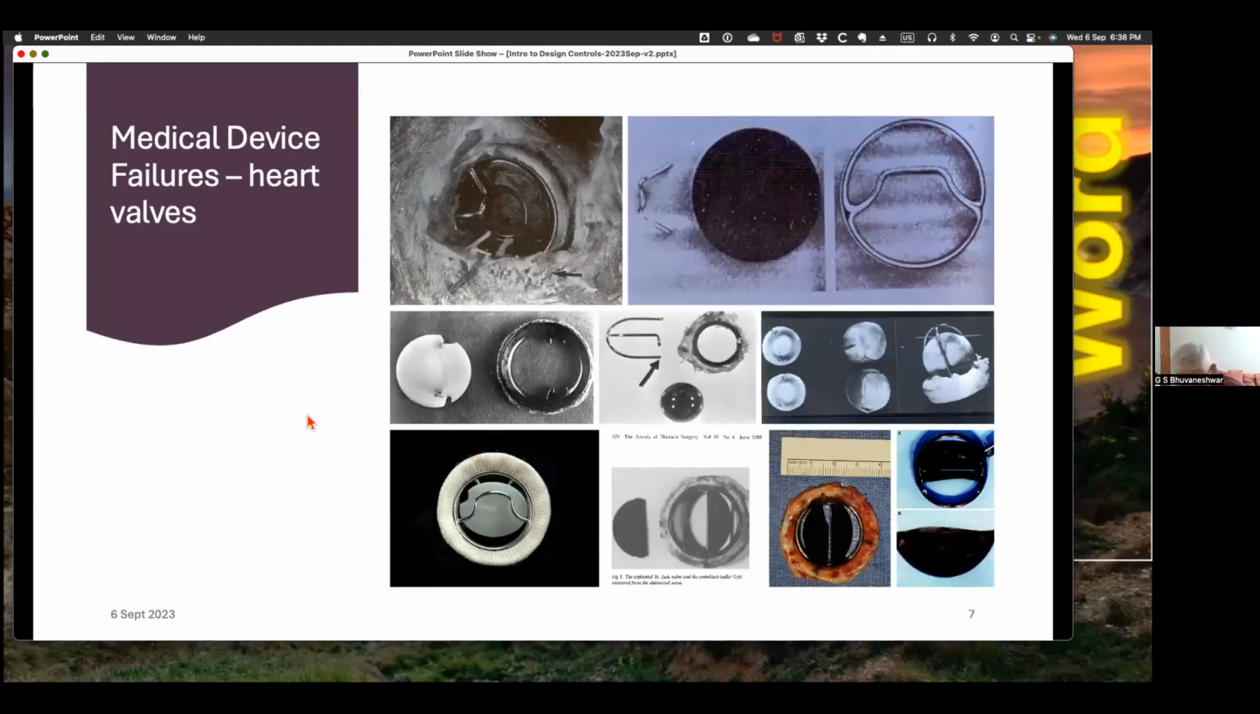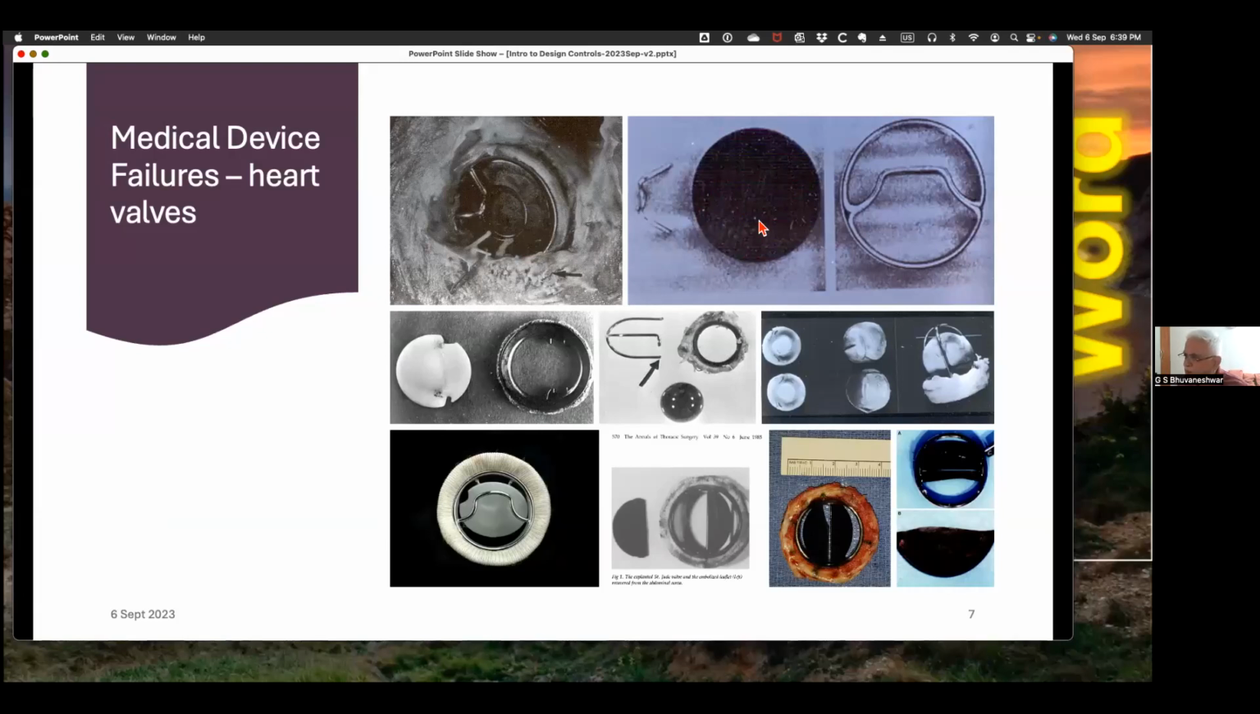I just want to highlight some of the failures that have happened. I think the ones that I'm more familiar with are the various heart valve failures. This is called the Bjork-Shiley valve, which had a lot of tissue overgrowth issues in the early, I think this came out in early 70s.